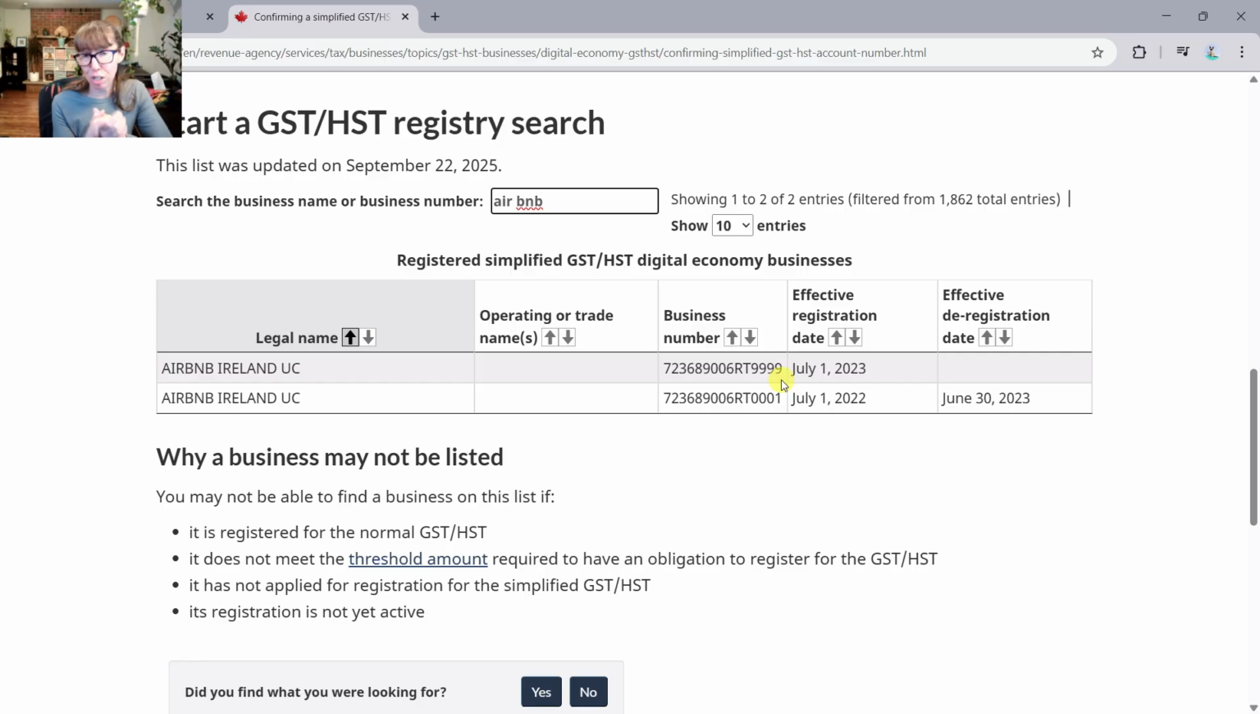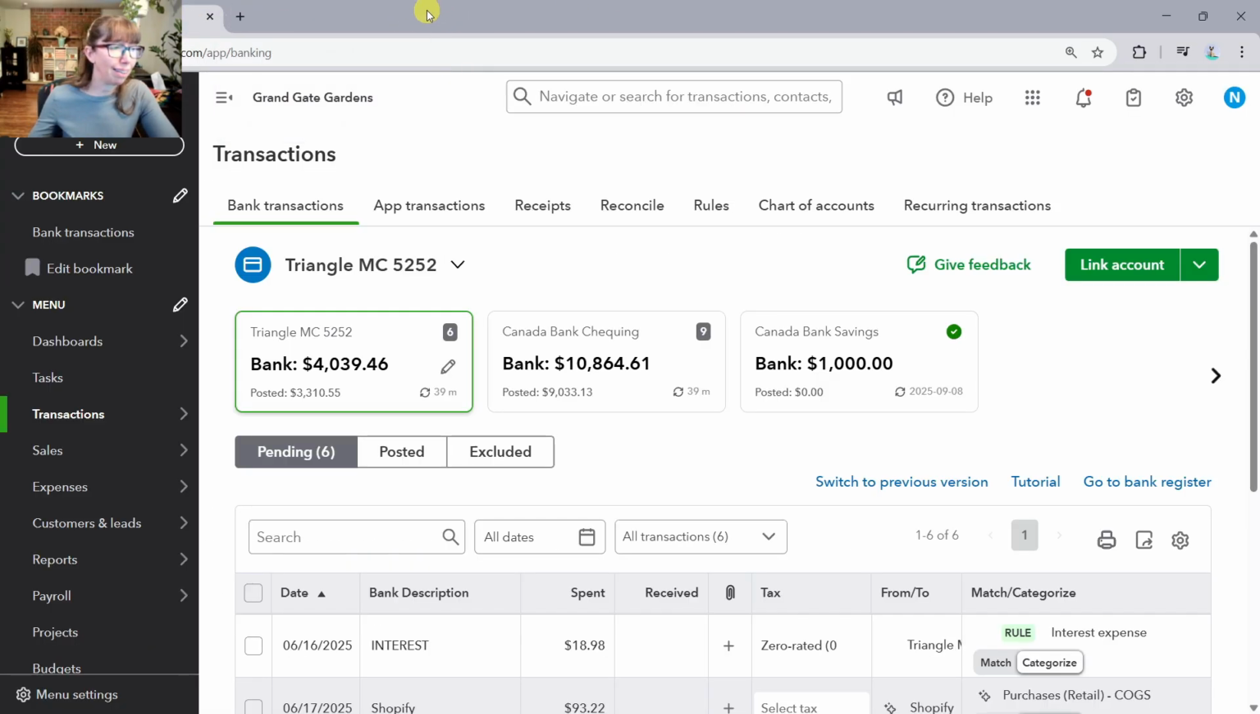I have more information about the simplified regime. I've linked to it in the description. But there is my quick answer for you. Maybe not quick. There's me trying to give my Coles notes on it at any rate.